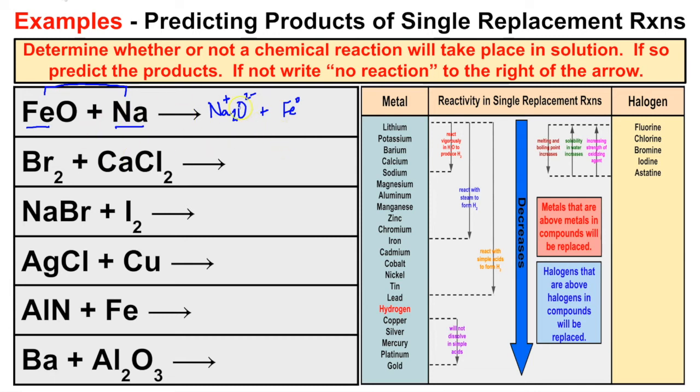We're not going to balance these chemical equations. We can just leave them unbalanced, but there you go. There's the chemical reaction that's going to take place. Iron 2 oxide is going to react with sodium to produce sodium oxide and iron metal.